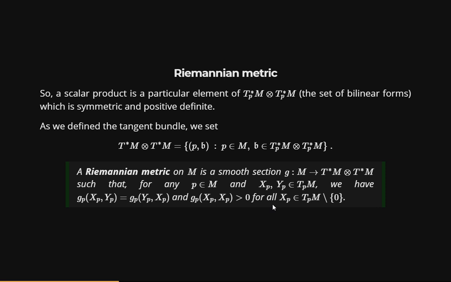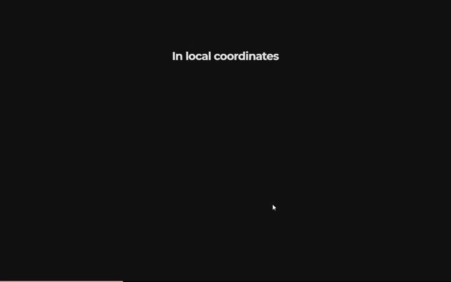So a Riemannian metric, in other terms, is the choice at every point of a scalar product on the tangent space. And this choice has to be a smooth choice, varying smoothly with the point on the manifold. So if you write it down as a function of the point, the matrix of the scalar product should be a smooth function.